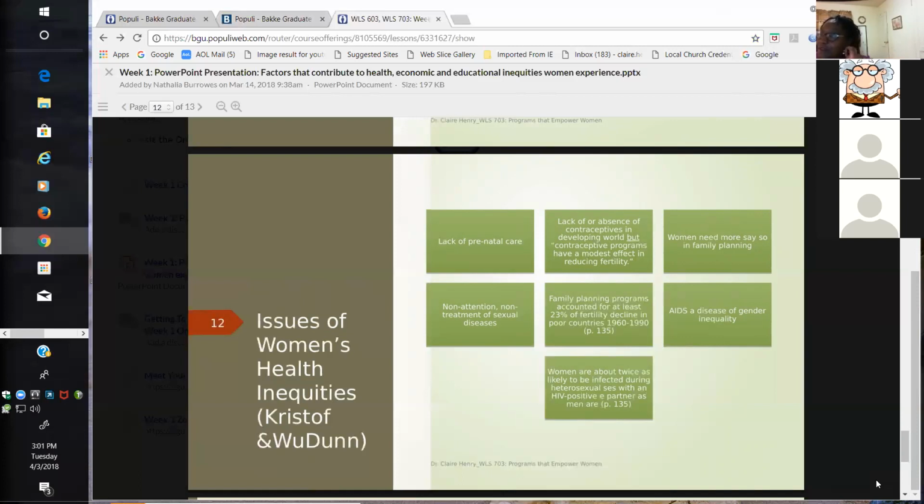AIDS is a disease of gender inequality. Women are about twice as likely to be infected during heterosexual sex with an HIV positive partner as men are. And that has been one of the troubling issues with regards to AIDS.